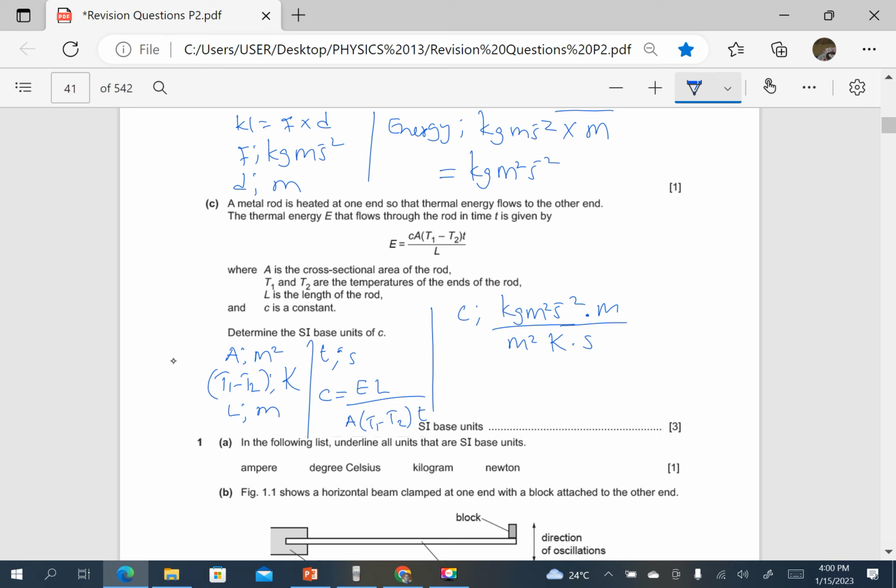And when you simplify, M squared has cancelled. So we remain with kilogram. There is one M remaining. S power negative 2 divided by S, that is we subtract the powers, so it is S power negative 3. And then 1 over capital K, it becomes K power negative 1.